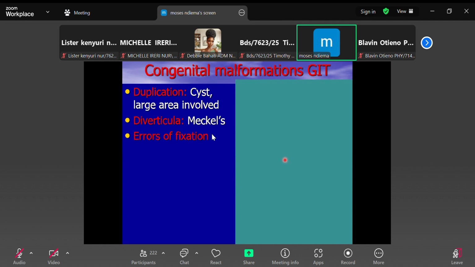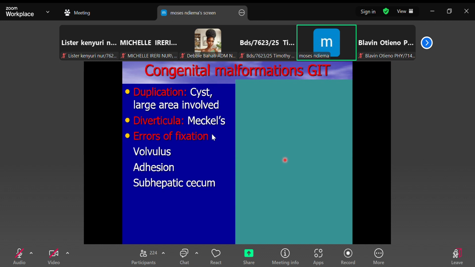Usually after return into the abdominal cavity, the midgut is fixed to the posterior abdominal wall. The entire midgut and part of the foregut will be fixed to the posterior abdominal wall by the mesentery. So we can have errors of fixation, and because they are not fixed, there can be twisting of the intestines very easily because they are not anchored to the posterior abdominal wall. That twisting is what we call volvulus. We might also have some adhesions between some parts of the intestines because of that problem of fixation, and subhepatic cecum.